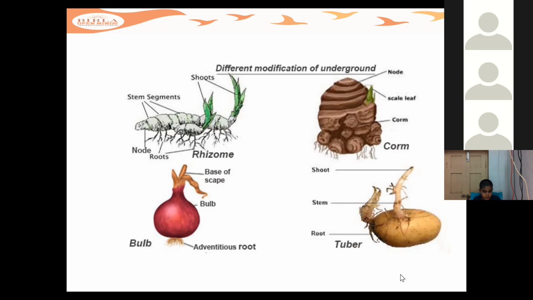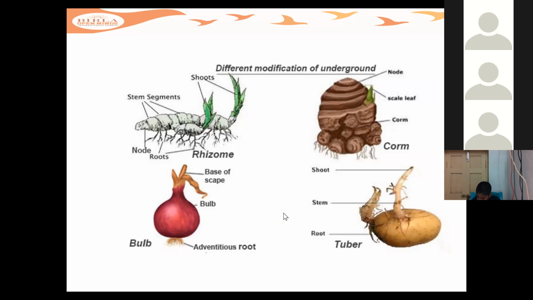Speak it out. Tell me. Example of rhizome is ginger. Yes, good. Example of a tuber is potato. Okay, good. Example of rhizome is ginger, and turmeric is also there. Turmeric and ginger are examples of rhizomes. Yes, you can read: condensed underground stem.